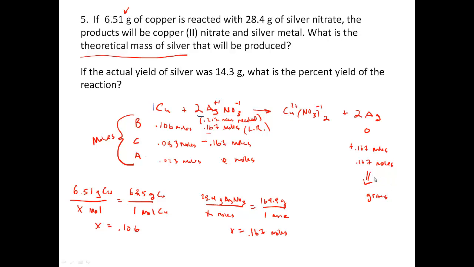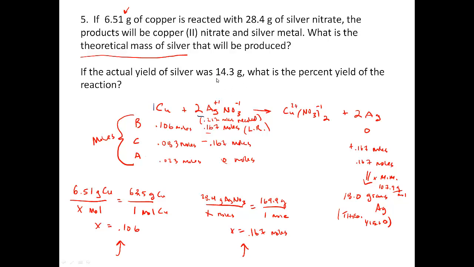An easy way to go from moles to grams, you could go through and do the ratio if that works better for you. But there's kind of a shortcut. Just remember, if you want to get from moles to grams, you've got to multiply by the molar mass. The molar mass of silver is 107.9. If I have 0.167 moles, I'm going to make 18.0 grams of silver. This is my theoretical yield.